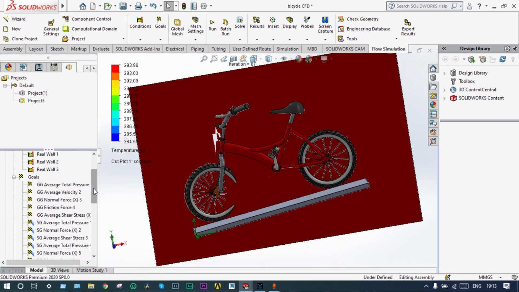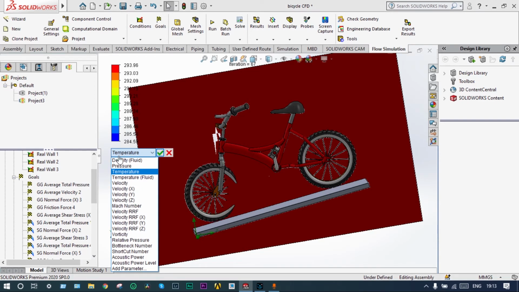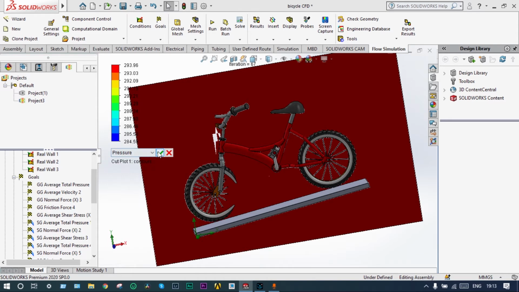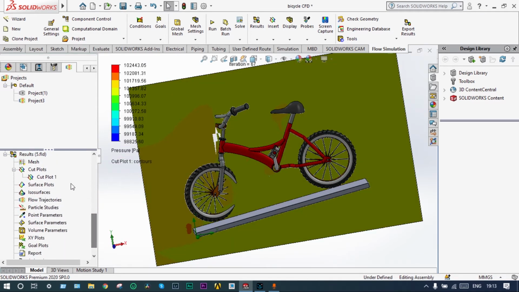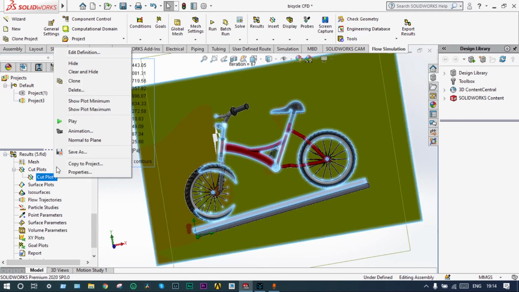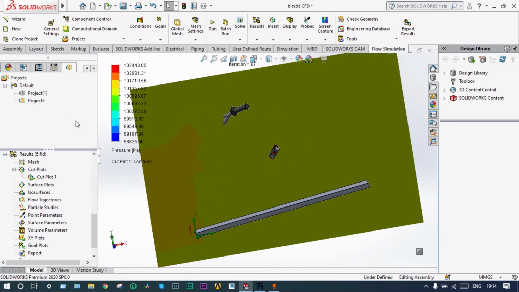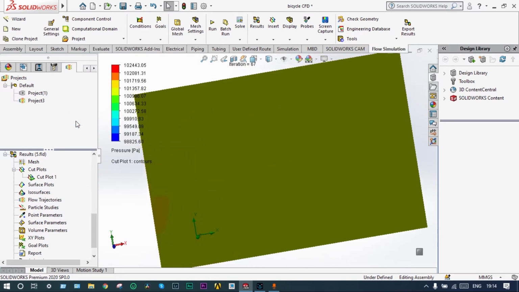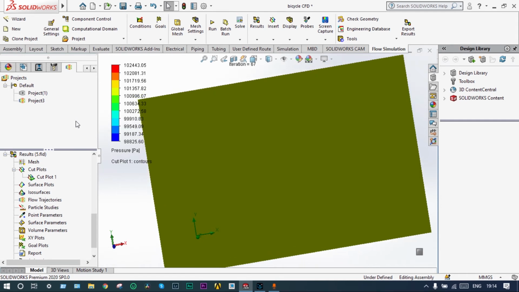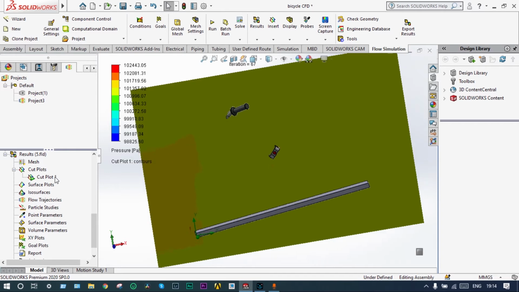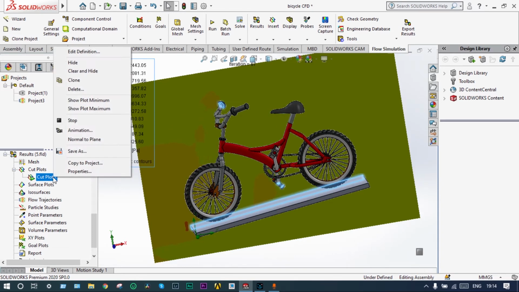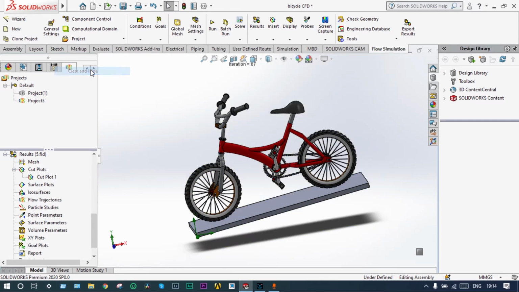Now we want to do one thing: you can see this in the form of an animation. We want to see pressure in the form of an animation. So, cut plot 1, play. This is in the form of contours. You can see it again in the form of vectors also. Cut plots, clear and hide.